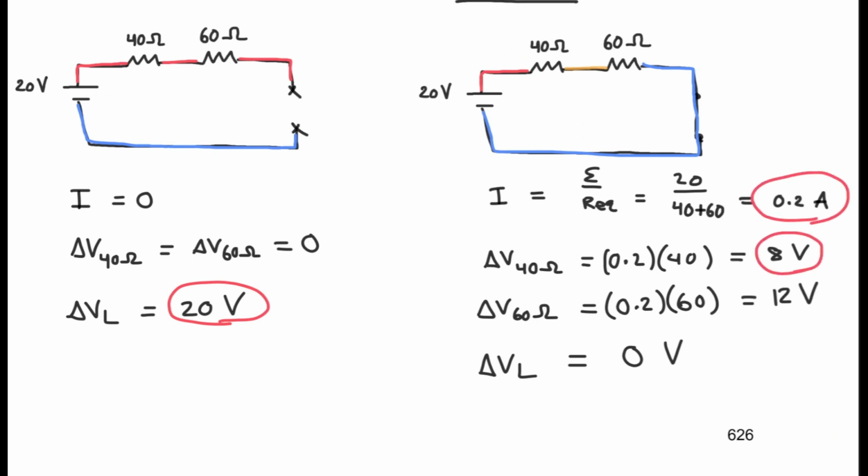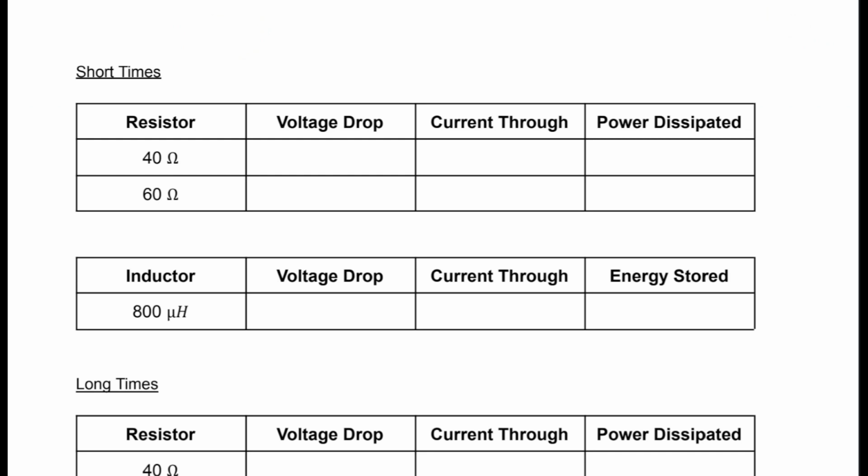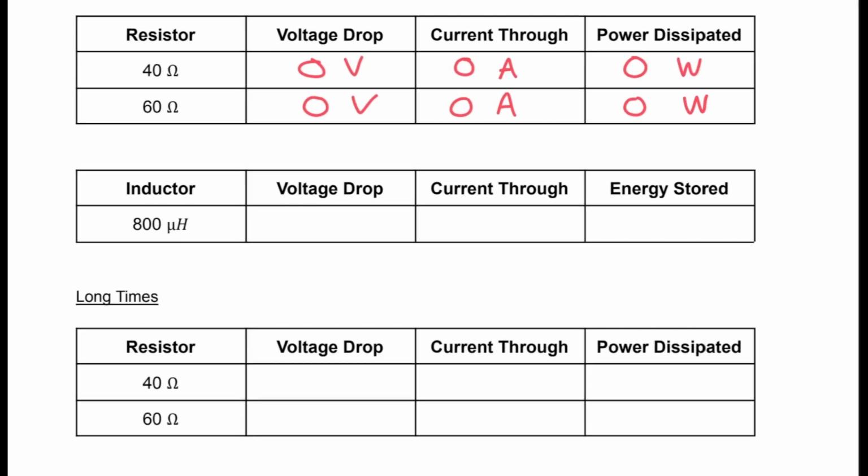So first, notice the loop rule is satisfied because our 12 plus 8 volts does in fact equal the battery's voltage of 20. So filling in, at short times, we said there was 0 amps through either resistor, meaning there's 0 voltage drop, and that means that there's 0 joules per second of energy being dissipated. Across the inductor at that time, however, we had to drop all 20 volts, but it still blocked all the current flow, so it couldn't be storing any energy.